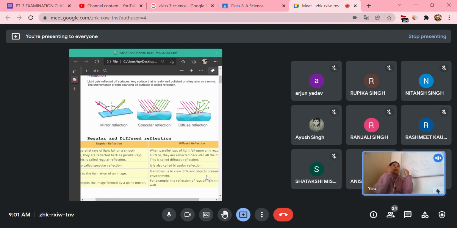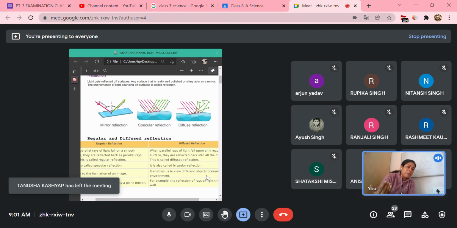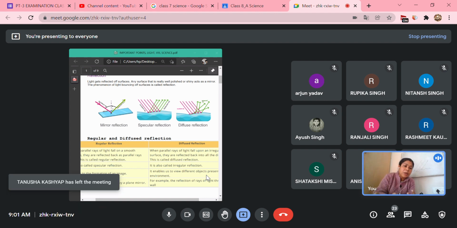That is why if you stand in front of a wall or an almirah or anything having a rough surface, you are not able to see your reflection, because this is diffuse reflection.